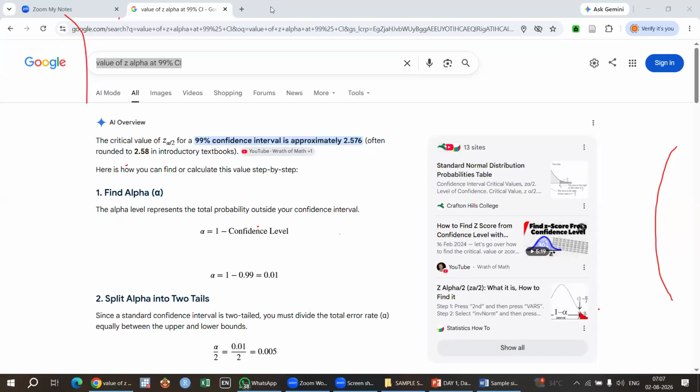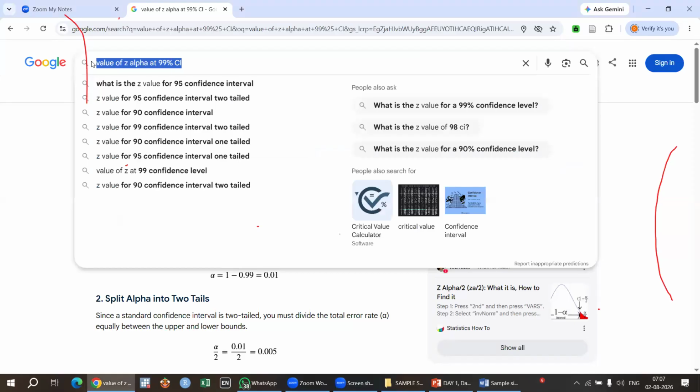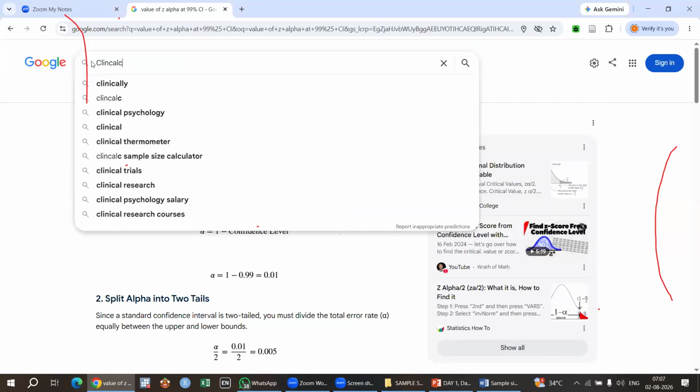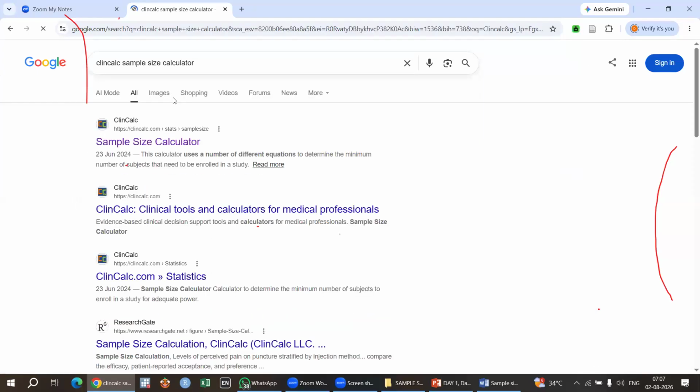So, okay, just click here, ClinCalc, the ClinCalc sample size calculator. Please click this. We will have some hands-on practice. This is the ClinCalc sample size calculator. Please see this. We will do everything step by step. Please click this.